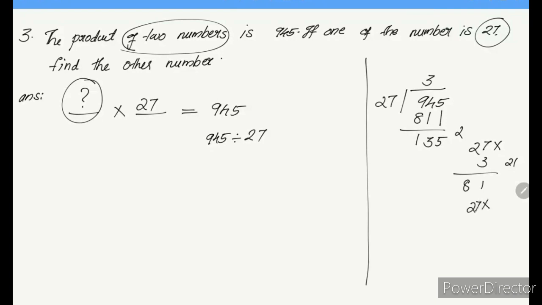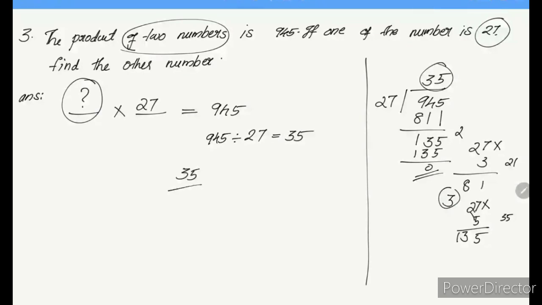Then 27 into which number will give 135? We can go for 5. 5 into 7, 35. 5 we can write here and 3 here. 5 into 2, 10. 10 plus 3, 13. We'll get 135 here. And write 5 here. 5 into 27, 135. We'll get 0 as remainder. And what is the answer? 945 divided by 27, we will get 35. That means the other number is 35.